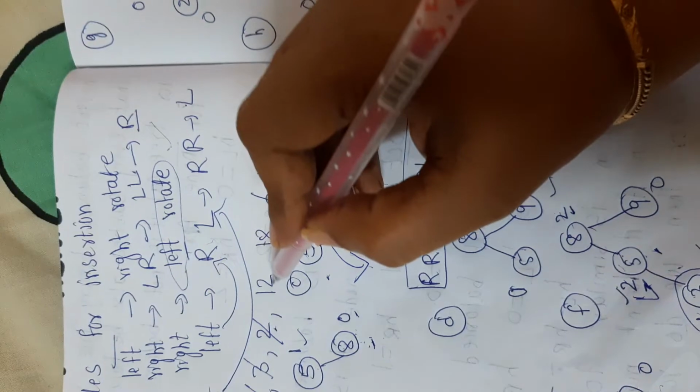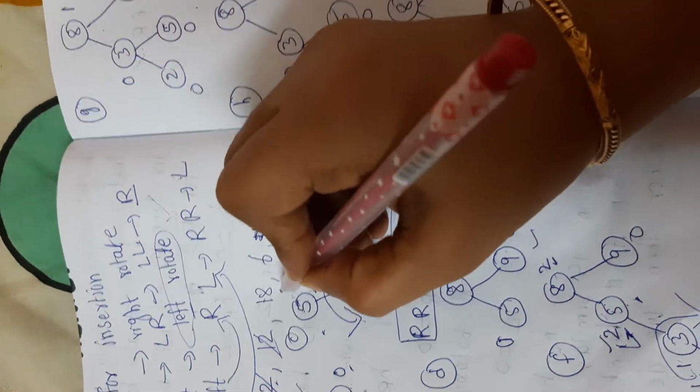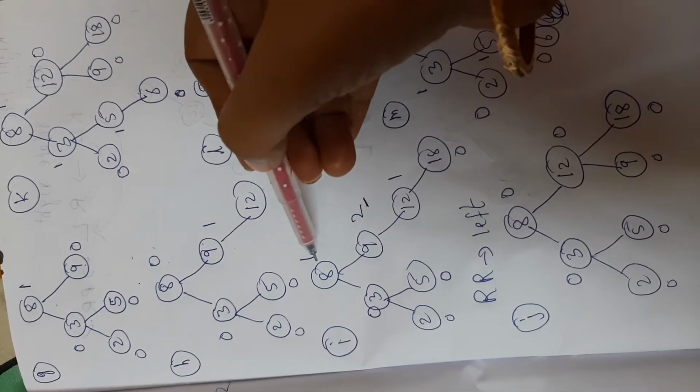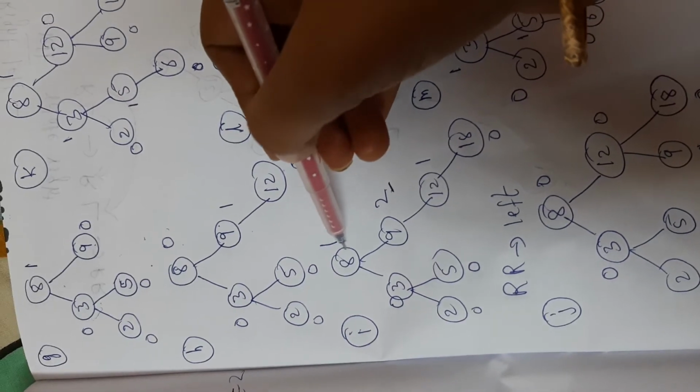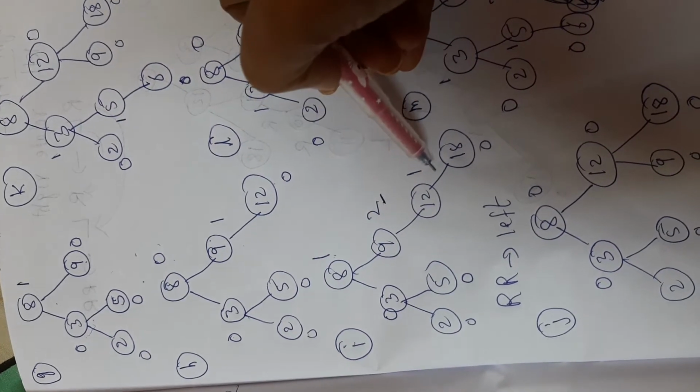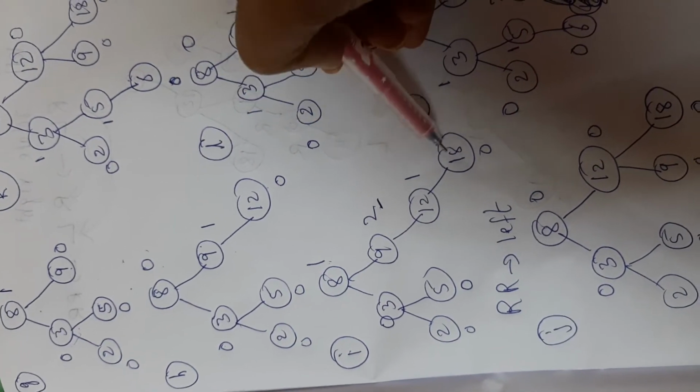So, 12 also done. Now, coming to 18. So, 18 is again greater than 8. So, again it will come to the right of 12.